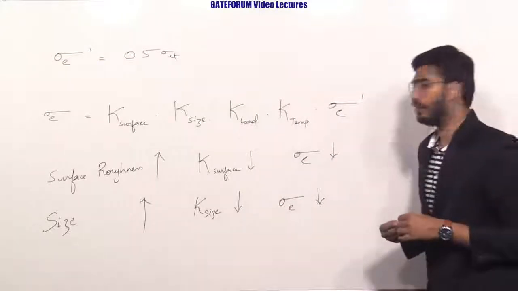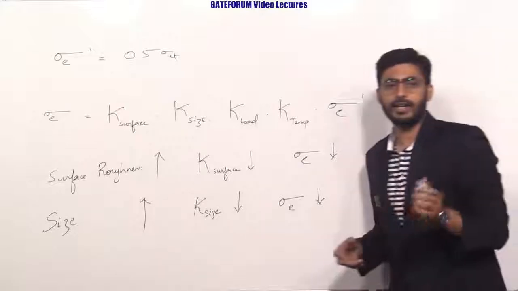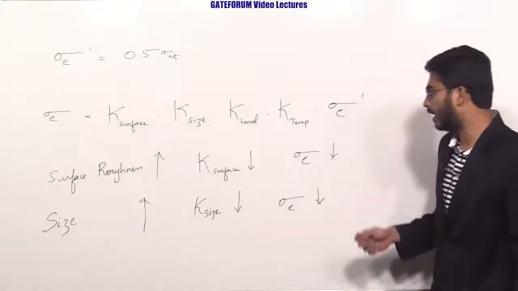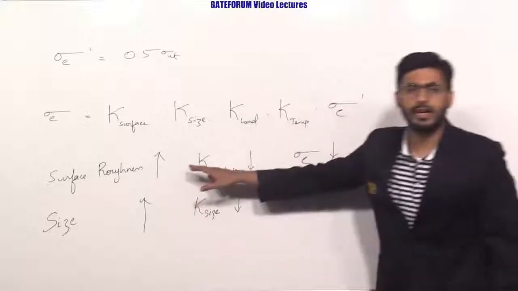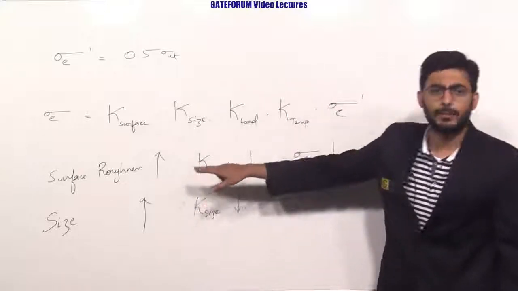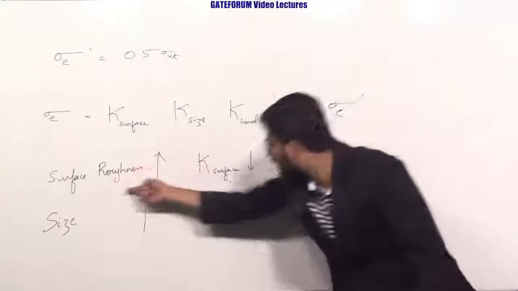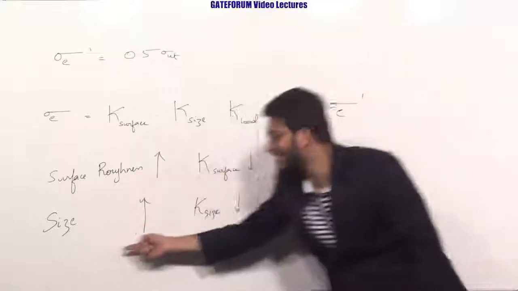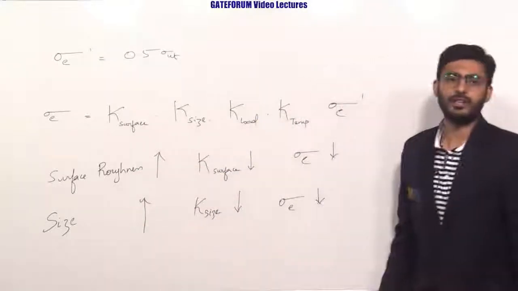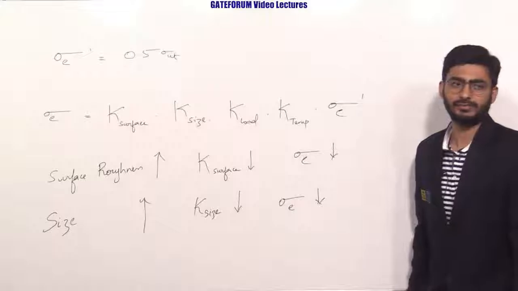So the endurance strength of the beam will be decreasing due to increase in the surface roughness and due to increase in the size. That is the option C. This is the end of the answer.